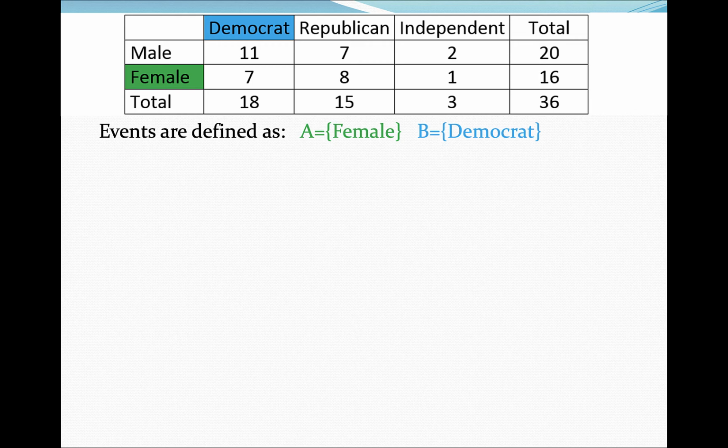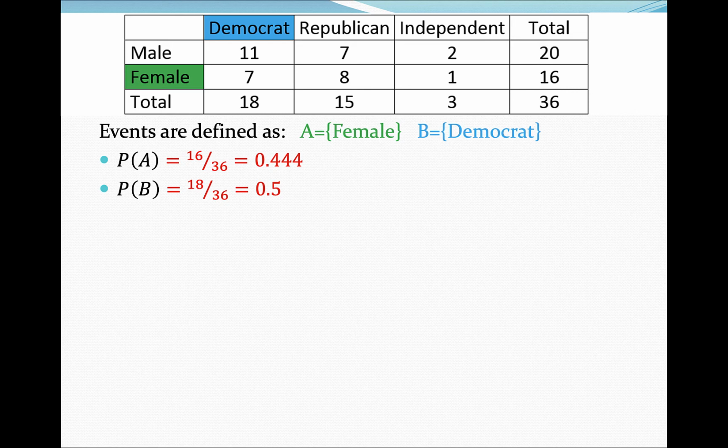So the first thing we're going to do is find the probability of A. So A is that the individual is female. So there are, as you can see from the table, 16 females in this group out of 36 people total in the group. So the probability of A is simply just 16 over 36, which is 0.444. The probability of B, there were 18 people that identified as Democrat out of 36, which is 0.5. So that's the way this works. We're just using those frequencies within the table in order to calculate probability. And this is the second way that we commonly calculate probability. We base it on frequencies from a set of data.